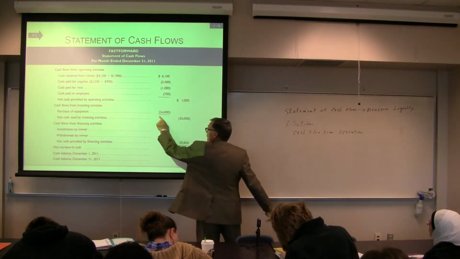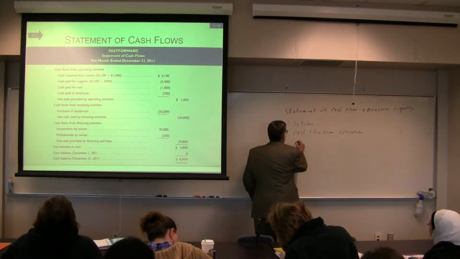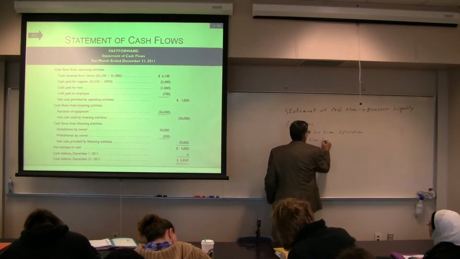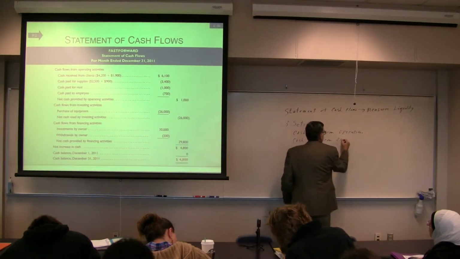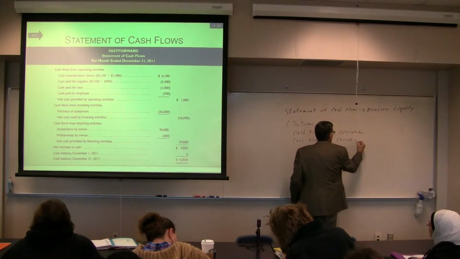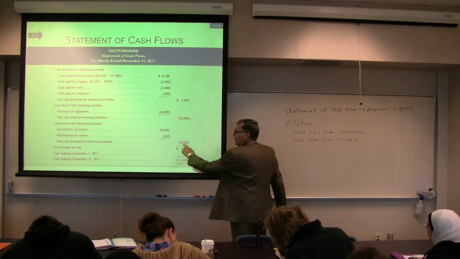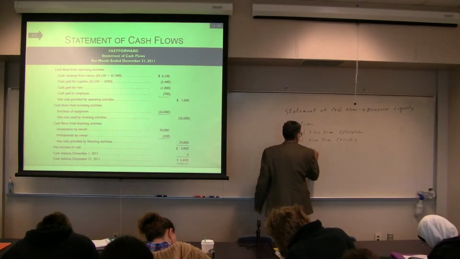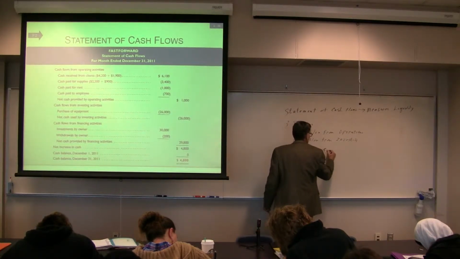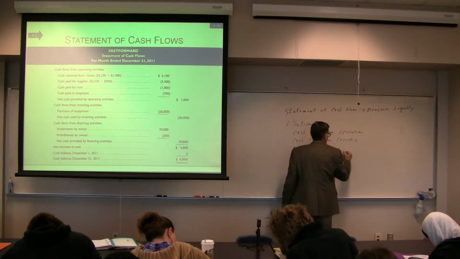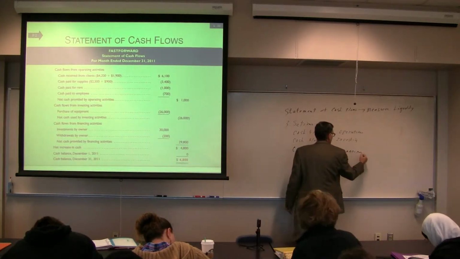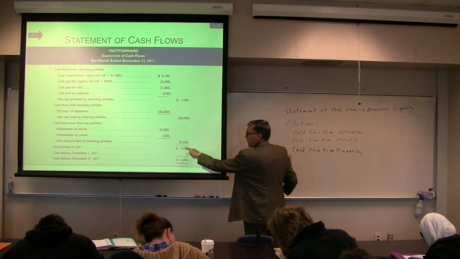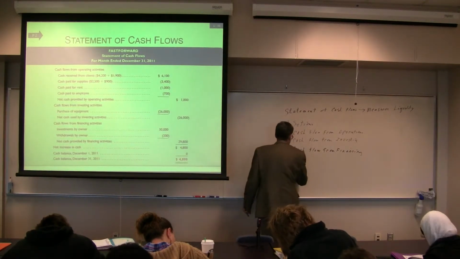Next section down is cash flow from investing. And then it has cash flow from financing. And then at the bottom, it reconciles, down here, it reconciles the cash account.